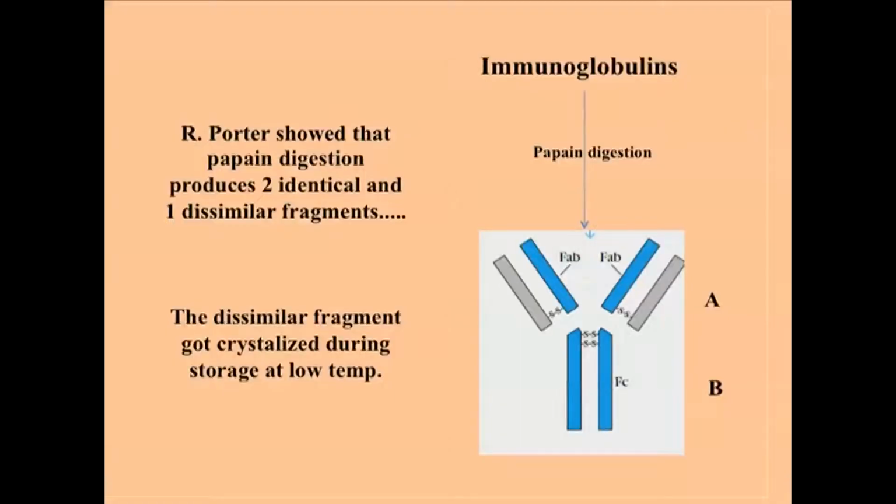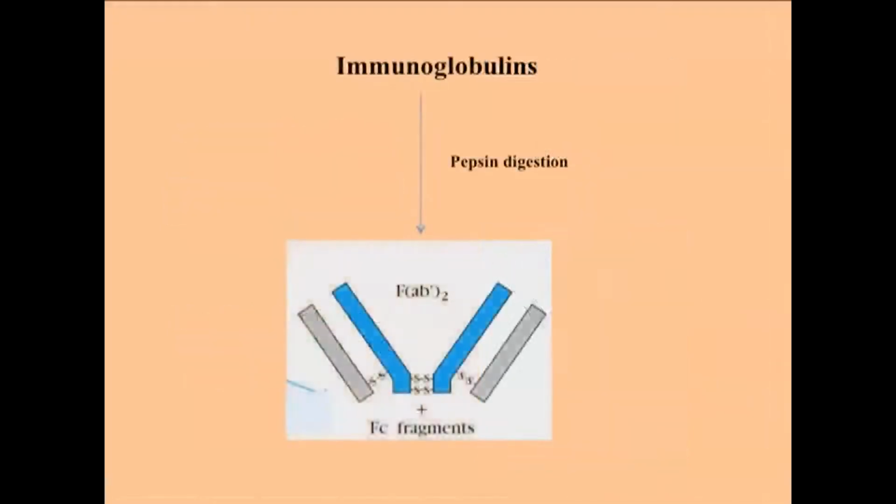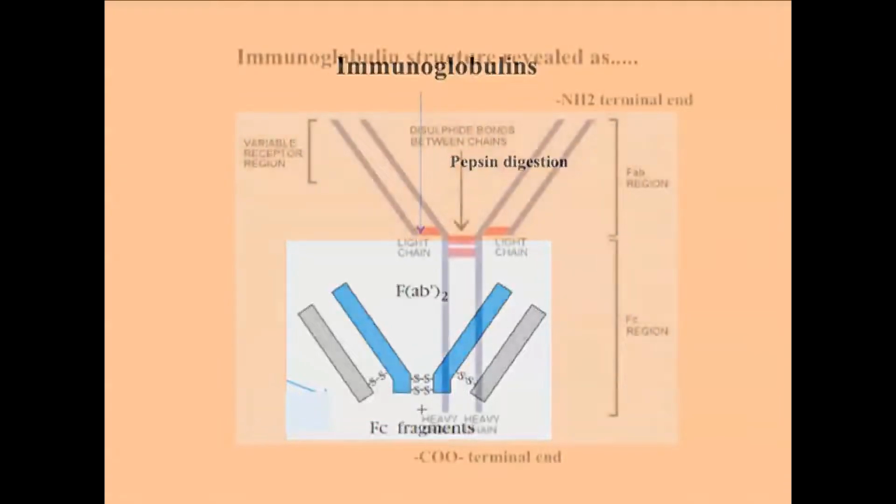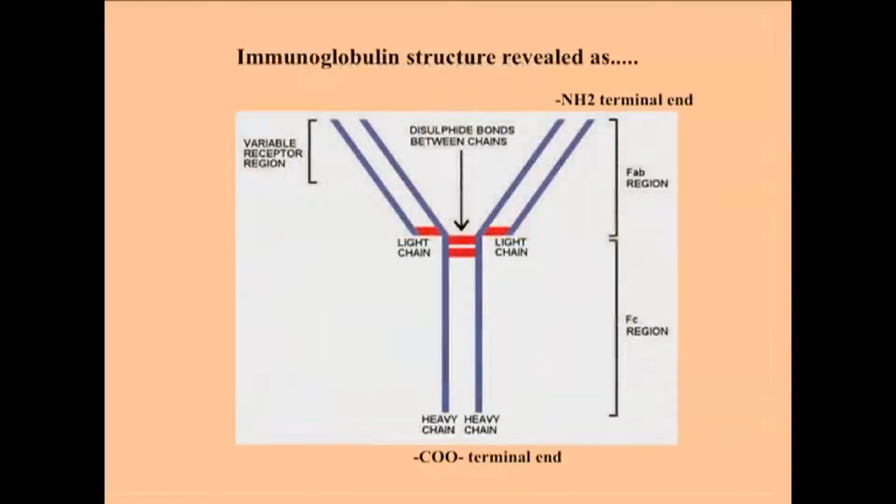As they were working, they were storing all the fragments in a refrigerator. They found that fragment B got crystallized at cold storage. So, they named it FC, C for crystallization. Another experiment showed that when immunoglobulins were digested with another protease, pepsin, a large fragment was obtained. Combining all this data, they thought that the immunoglobulin structure would be something like this.